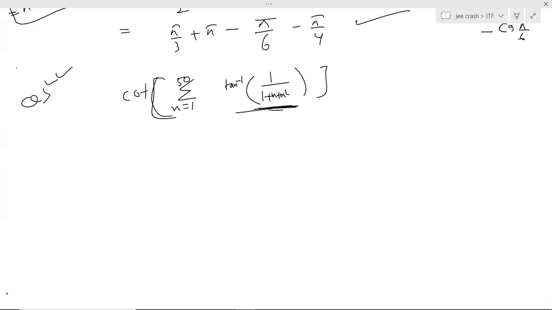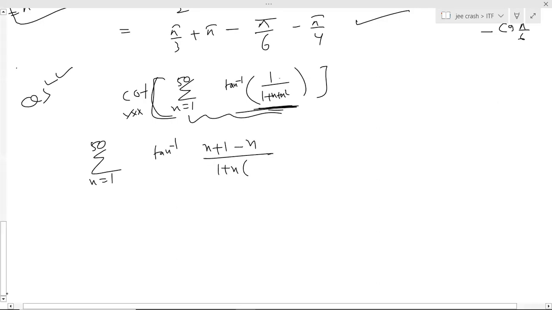All right, so what you can do here is, let's forget the cot. Let's simplify this first. So this is summation n equals to 1 to 50, and tan inverse. Can I write this 1 as n plus 1 minus n? And in the denominator, I can write 1 plus taking common n plus 1. Yes or no? Yes, sir.